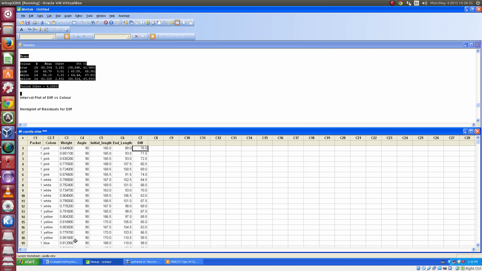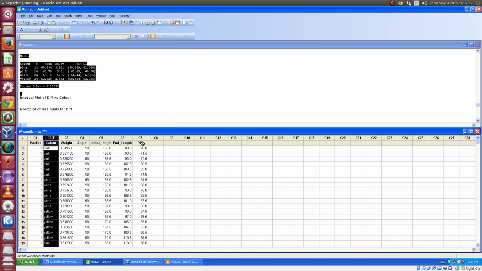Okay, so what we want to do is we want to see whether or not there is a relationship between, in this case, difference and one of the categorical variables. So in this case I'm going to be working with color, but you could equally do this with packet or angle if you wanted to, and then you'll see in two-way ANOVAs that we can actually do multiple in one go. So how do I identify if there is a relationship?